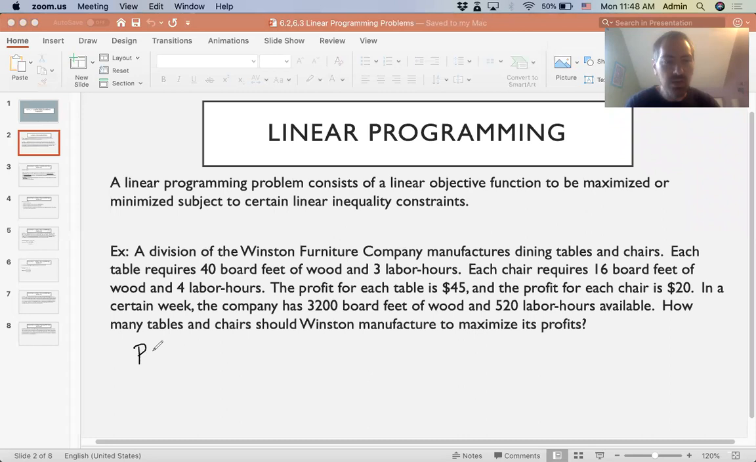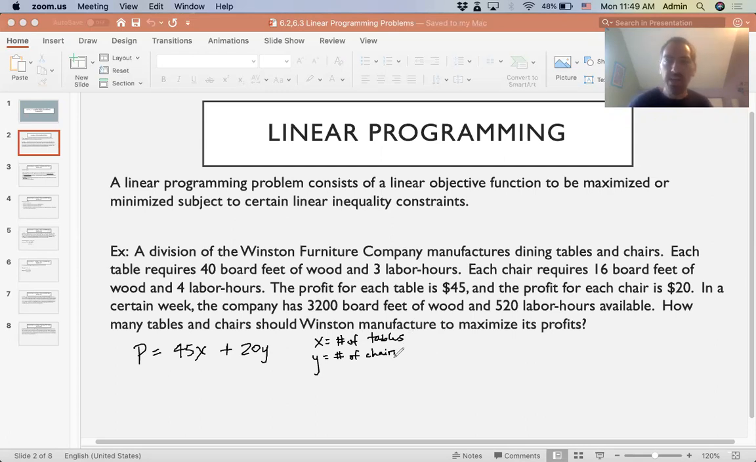That is P equals, okay, so what's our profit? Well, we make $45 for each table. So I'm going to say 45x, where x represents the number of tables, plus the profit for the chairs. We get $20 per chair. So we'll let y equal the number of chairs. Let me write down those variables just to remind us. X is the number of tables. Y is the number of chairs.